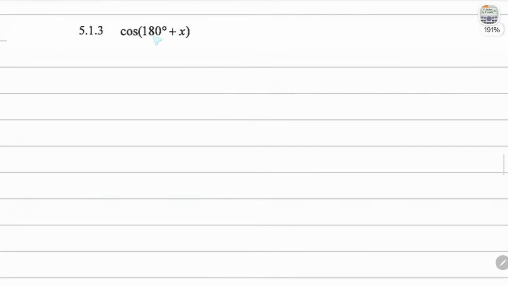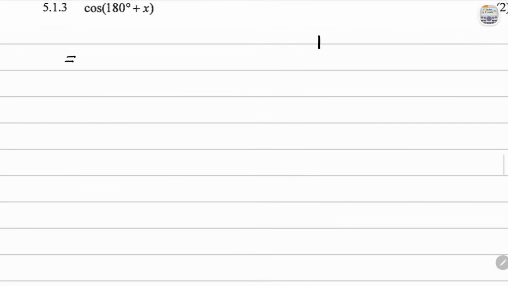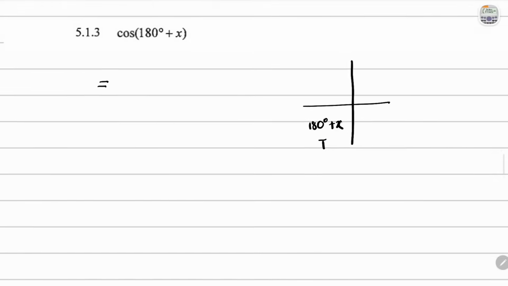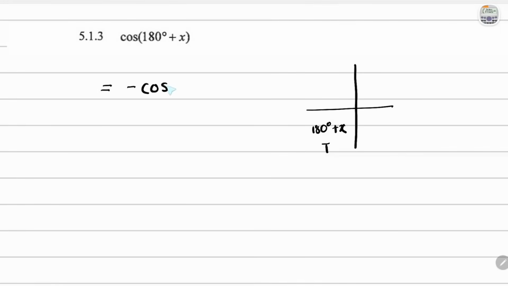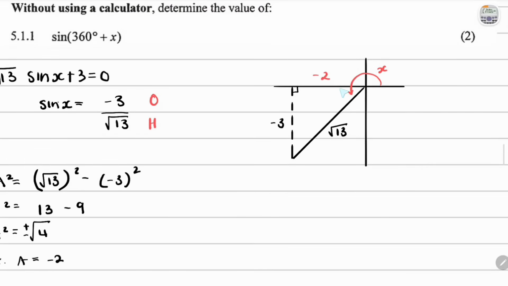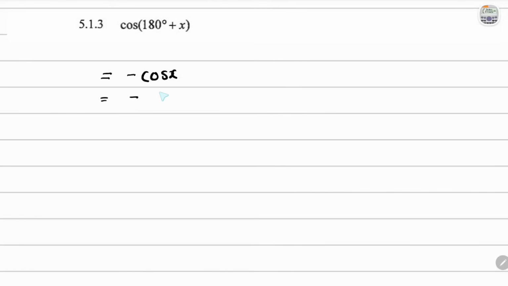Question 5.1.3 says we need to find the value of cos 180 degrees plus x. So using the reduction, we know that 180 degrees plus x or plus theta lies in the third quadrant, and this is tan's quadrant. So cos is negative in this quadrant, meaning we have negative cos x, and cos in SOHCAHTOA is the CAH part, so adjacent over hypotenuse. So the adjacent over the hypotenuse is -2 over the square root of 13. So this is negative, and then -2 over the square root of 13, which is finally equal to +2 over the square root of 13. And that is our answer.